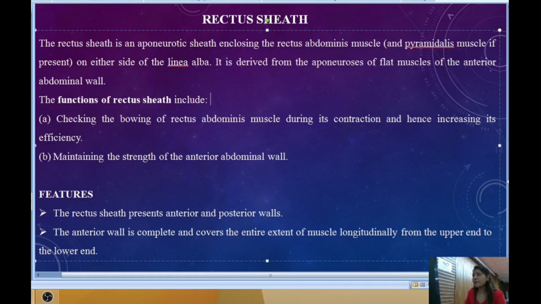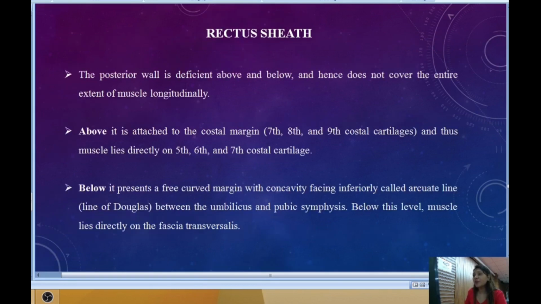It is derived from the aponeurosis of flat muscles of the anterior abdominal wall. The function of the rectus sheath is checking the bowing of the rectus muscle during its contraction and hence increasing its efficiency, and also maintaining the strength of the anterior abdominal wall. Features: it has two walls, anterior and posterior wall. Anterior wall is complete and covers the entire extent of the muscle longitudinally from the upper to the lower end. But the posterior wall is deficient from above and below, and hence does not cover the entire extent of the muscle.